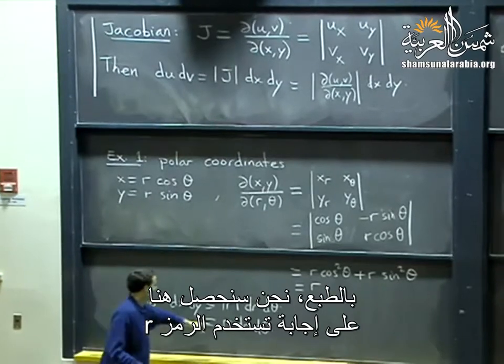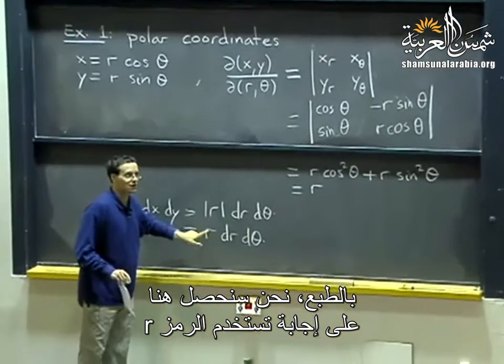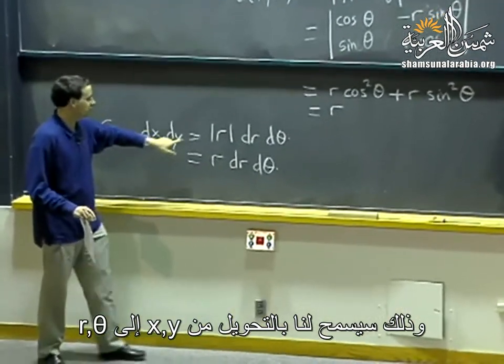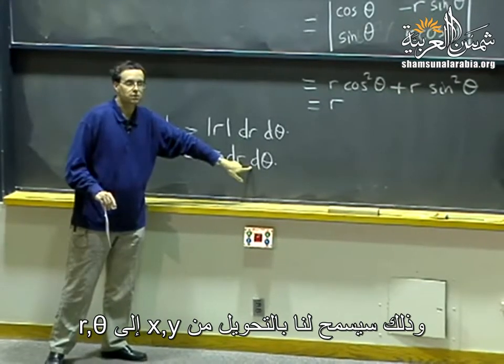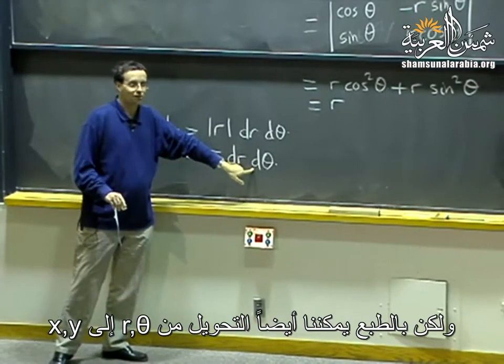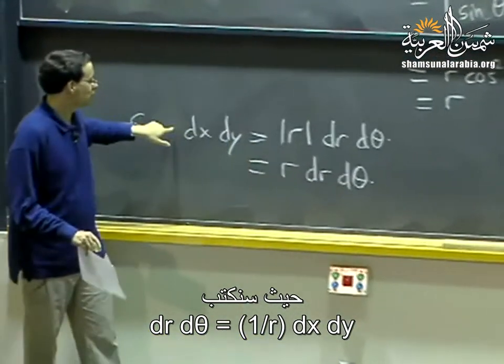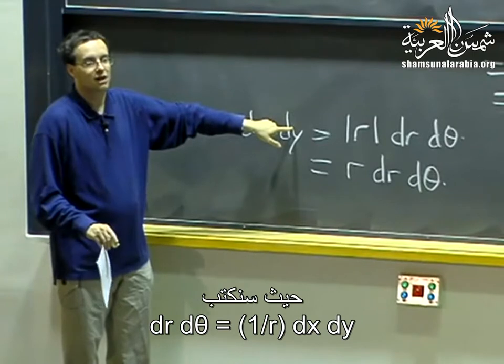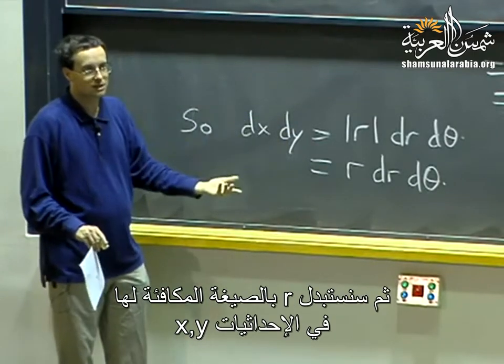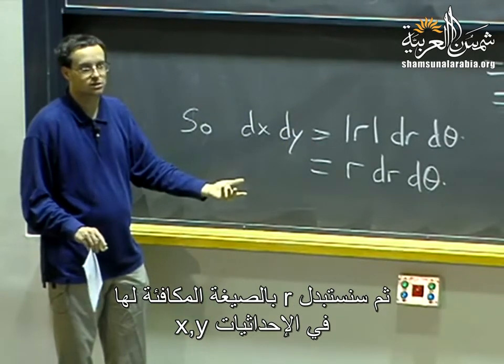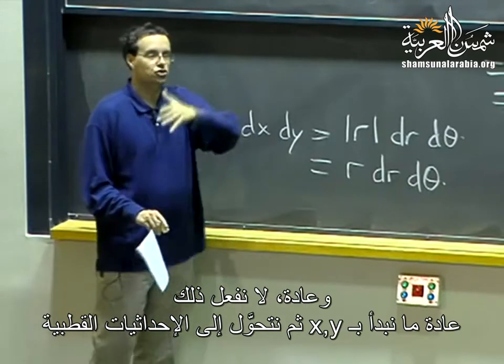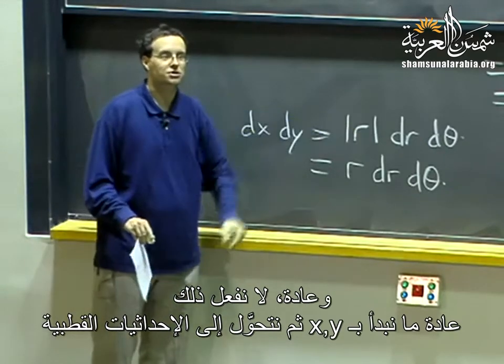Here, of course, we get the answer in terms of r. So this would let us switch from xy to r theta. But we could also switch from r theta to xy, just we'd write dr d theta equals 1 over r dx dy. And then we'd have, of course, to replace r by its formula in xy coordinates. Usually we don't do that. Usually we actually start with xy and switch to polar.